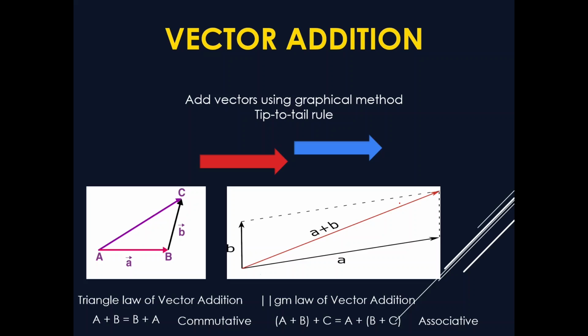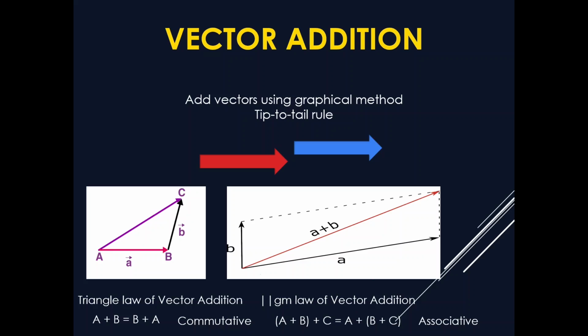First is called the triangle law of vector addition, and another is called the parallelogram law of vector addition. In the triangle law of vector addition, you can see AB and BC. This is called head, and this is called tail. This is called tip and tail rule. So, AB plus BC will be AC. Understood? AB plus BC will be AC here.